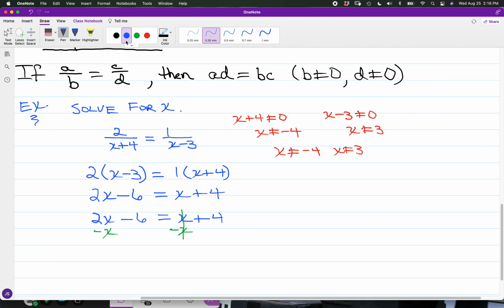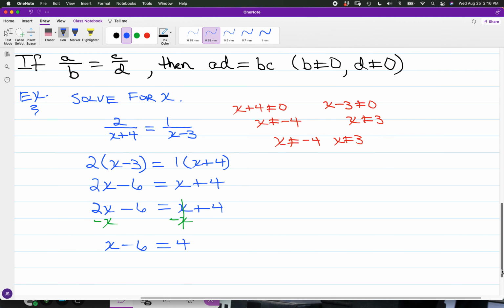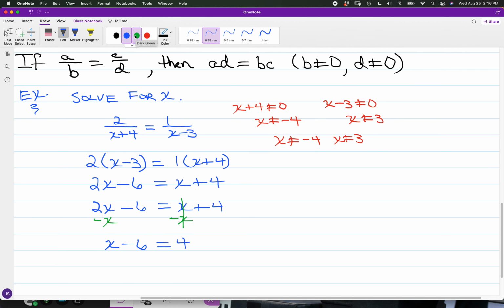Upon doing so, the left-hand side becomes x minus 6 is equal to 4, and then getting x by itself upon adding 6 to both sides, we're going to have an apparent solution with x equal to 10. Okay, so first of all we have x equal to 10, and this satisfies the restrictions that x cannot be negative 4 and that x cannot be 3.